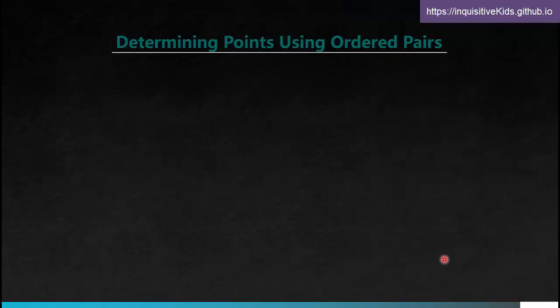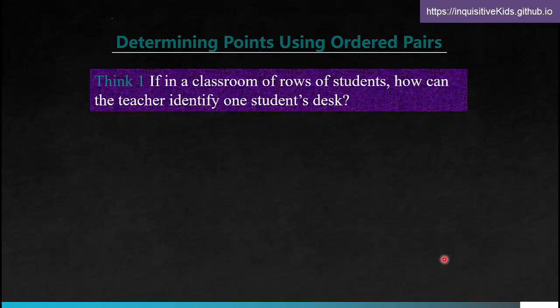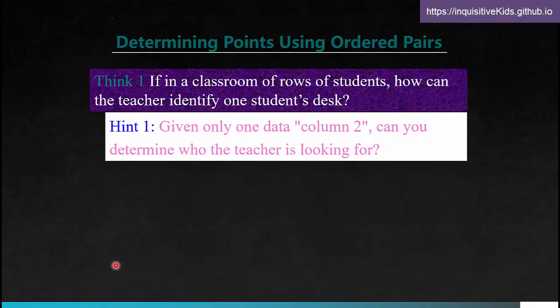So here is our section 1, determining points using ordered pairs. Think. If in a classroom of rows of students, how can the teacher identify one student's desk? Here's a hint. Given only one data, column 2, can you determine who the teacher is looking for?